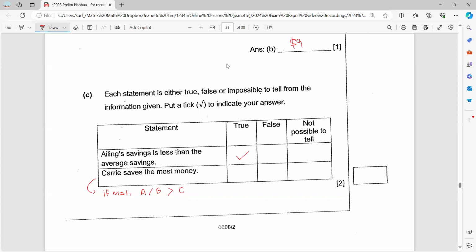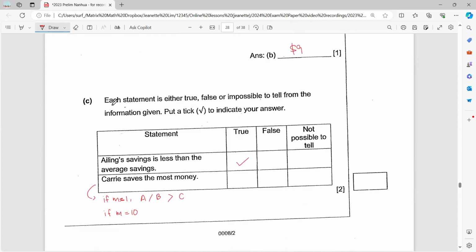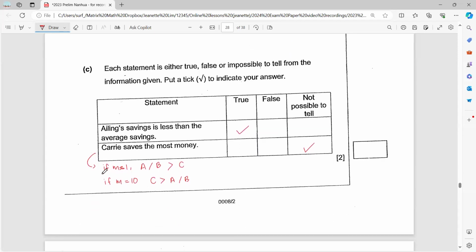But is it true otherwise? Yes, if M is, let's say, 10. If M is 10, what happens? Eileen will be 20. This will be 15. And this would be 30 minus 2, 28. So Carrie would have the most, more than Eileen and Bala. So it can be true, it can be false. So we'll put not possible to tell. We actually put in numbers to help us verify.